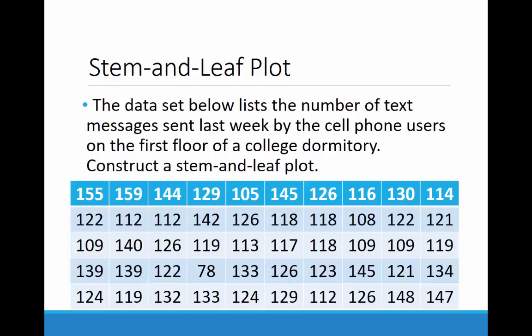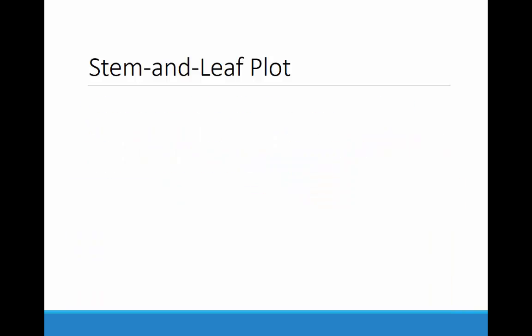Let's take a look at an example. The data set below lists the number of text messages sent last week by cell phone users on the first floor of a college dormitory. Construct a stem and leaf plot. Because the data entries go from 78 to a high of 159, you should use stem values from 7 to 15. To construct the plot, list these stems to the left of a vertical line. For each data entry, list a leaf to the right of its stem. For example, the entry 155 has a stem of 15 and a leaf of 5. Make the plot with the leaves in increasing order from left to right and be sure to include a key.